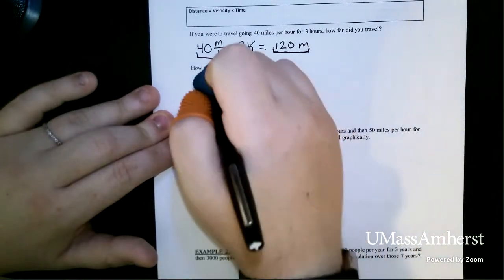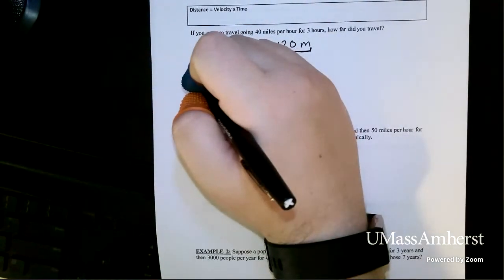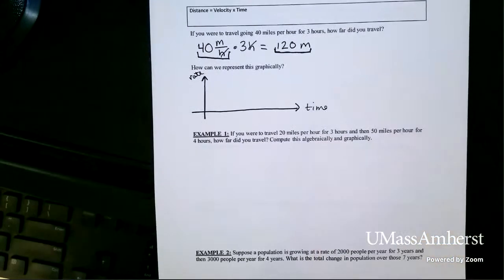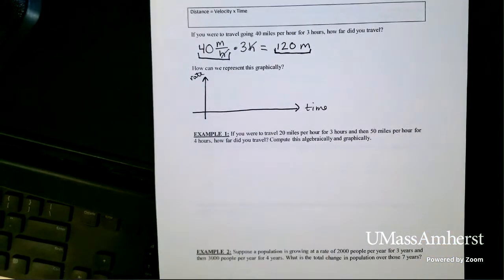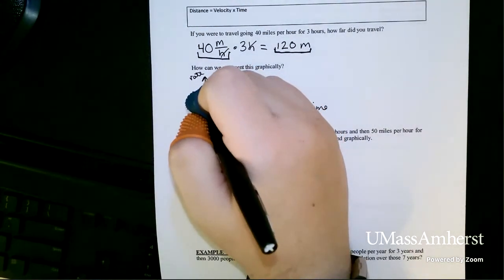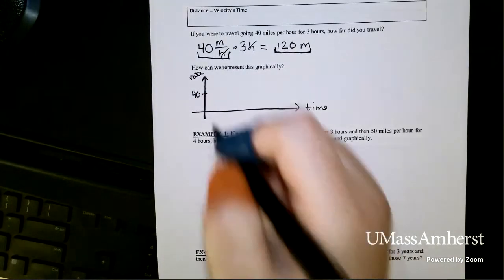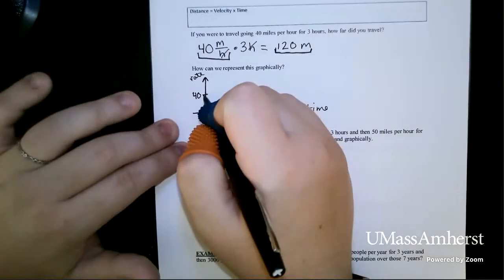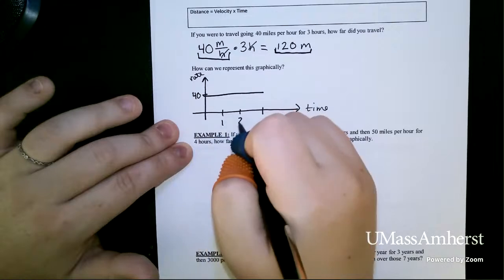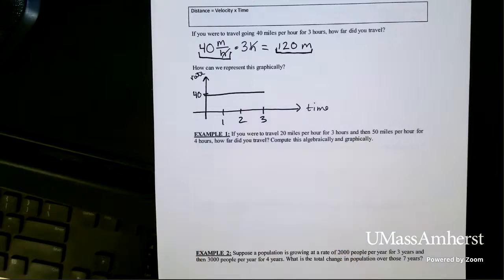Okay, but what we can do in this situation is graph our rate versus our time. In this scenario, our rate is 40 miles per hour, so we are going to graph 40 as our rate. Now, since that rate is constant, we have to graph a horizontal line that covers 3 hours, right? So 1, 2, 3 hours. So 40 miles an hour for 3 hours.